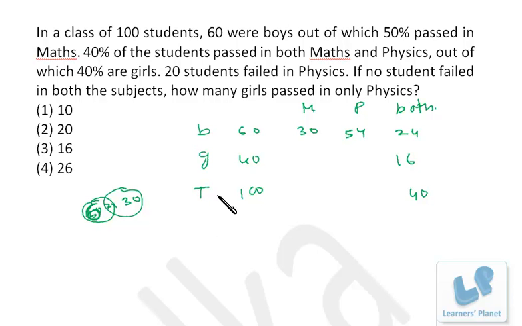Now it is given 20 students failed in physics, that means total of physics must be 80. So this is 80, that means it should be then 26. Okay. Now it's very simple for this. This is physics, this is maths. Both is 16. Physics is 26, so it must be 10, right? So how many girls passed in only physics? That's 10. Okay.